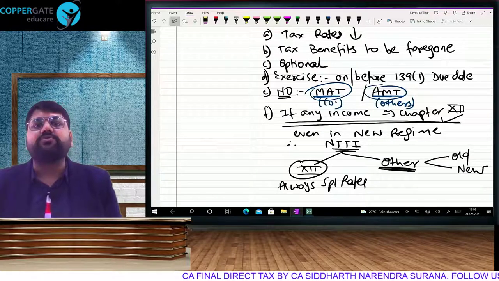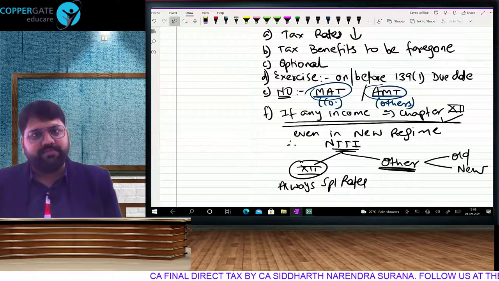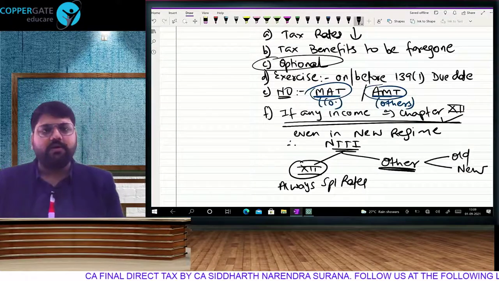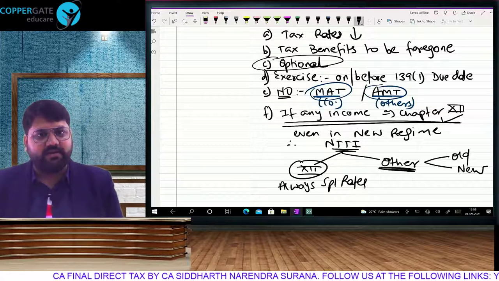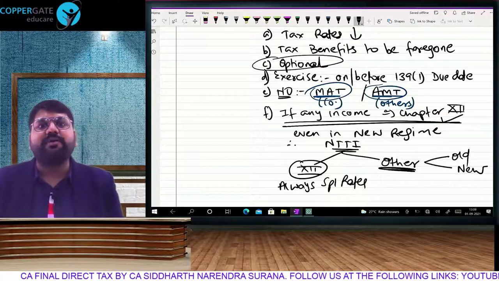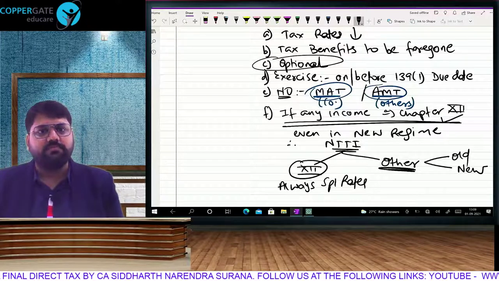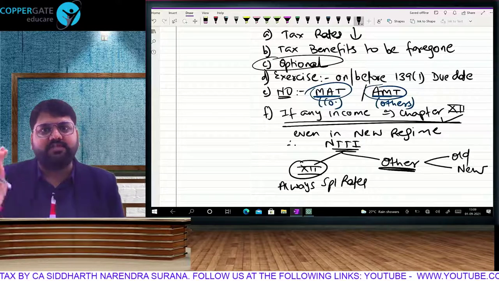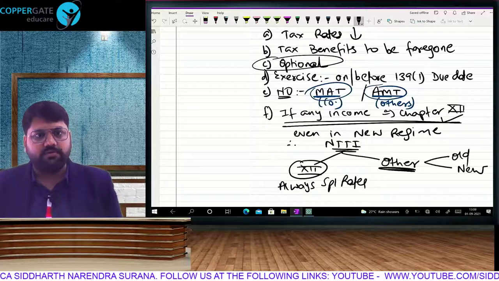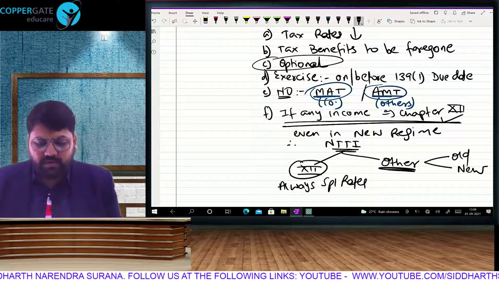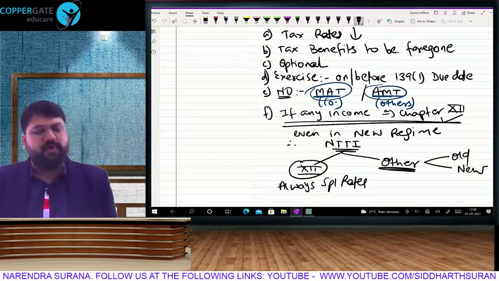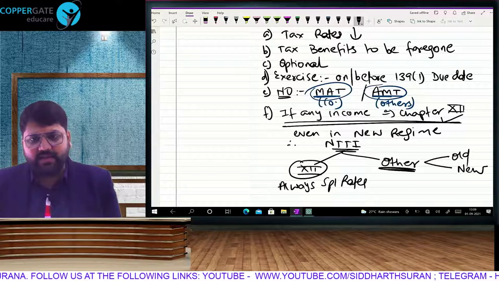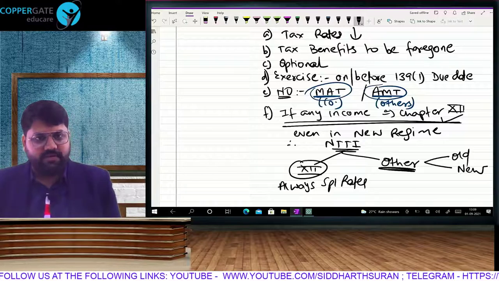This new regime is going to be optional. That means, can you stay in the old regime? This is one point with which I have a problem. If they would have made the new regime mandatory, then there was no requirement to learn old regime. In fact, chapter 6A, SEZ, all these chapters also would have been abolished. But this is optional. So, you have to do both. And if you want new, you have to exercise your option on or before the due date of return filing. Then only the option is going to be available.